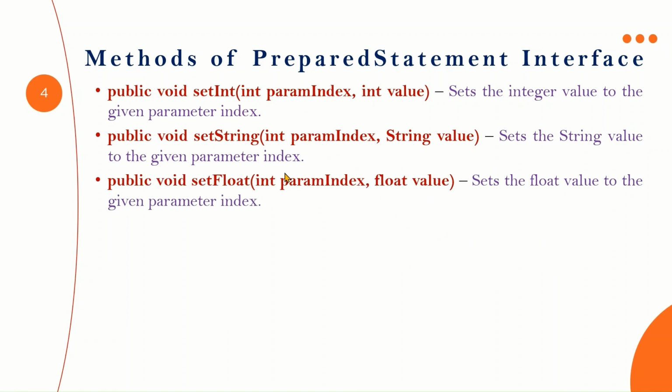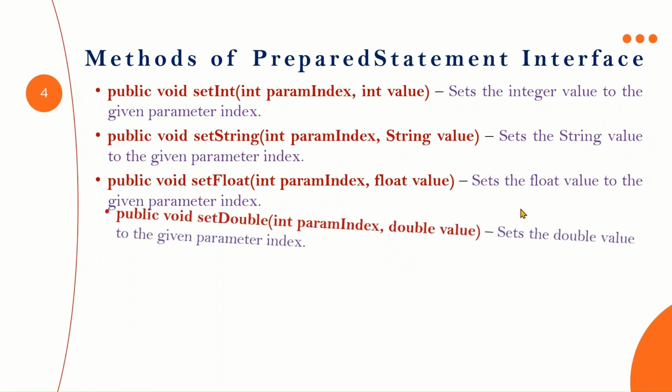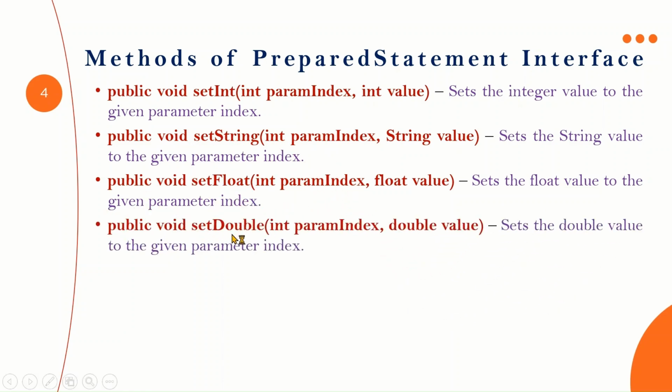Similarly, if any column is a float value, then you need to apply setFloat, with the parameter index number and the new float value. It sets the float value to the given parameter index. Then if it is a double value, you need to go for setDouble, then the parameter index and the double value you want to set. It sets the double value of the given parameter index.